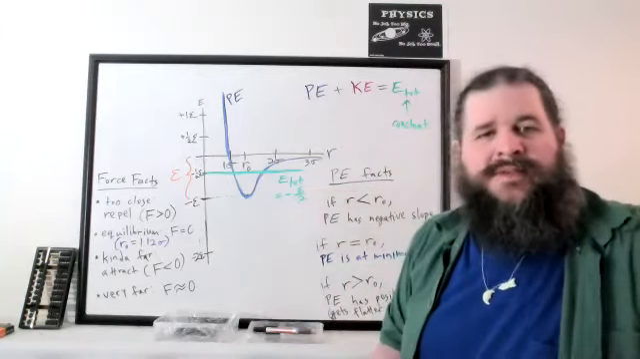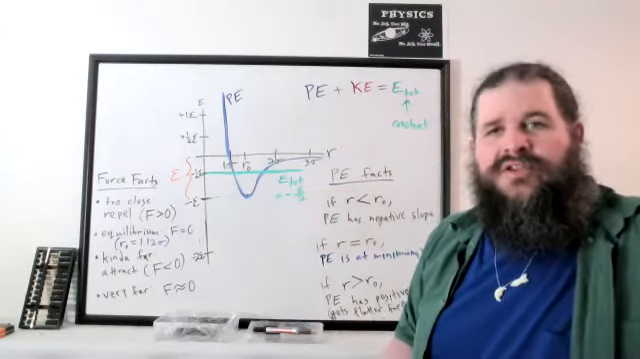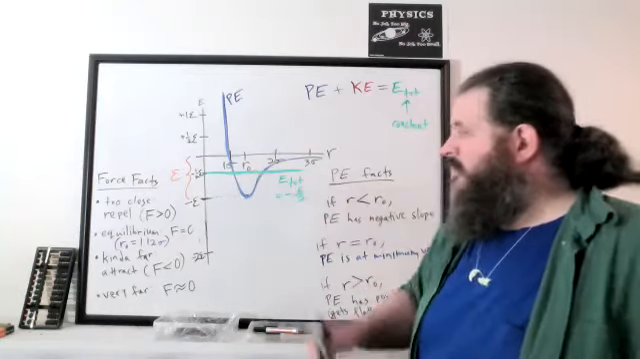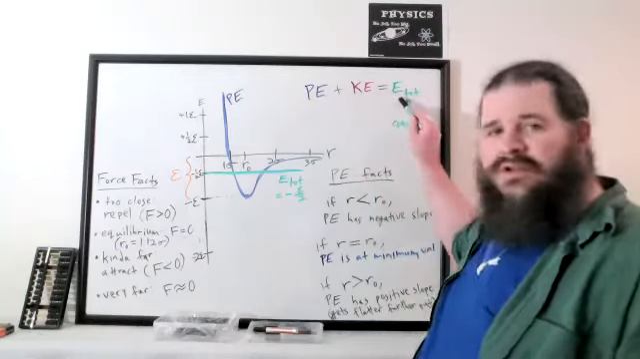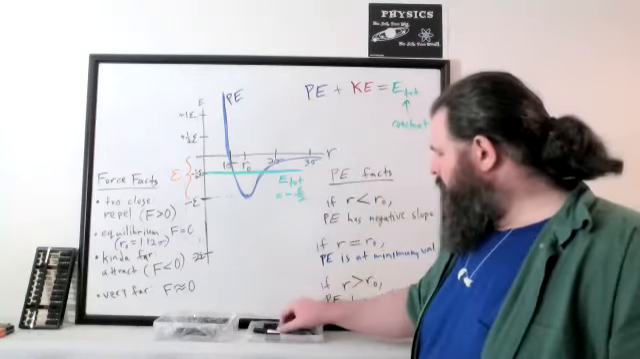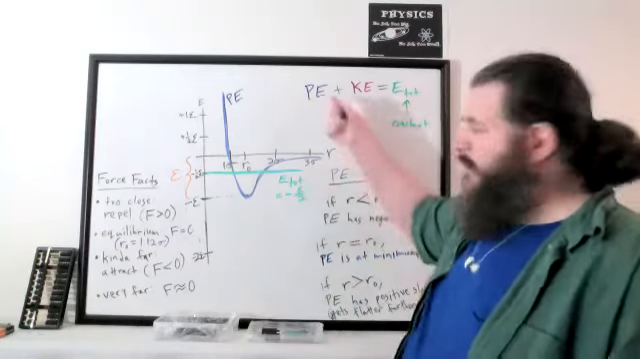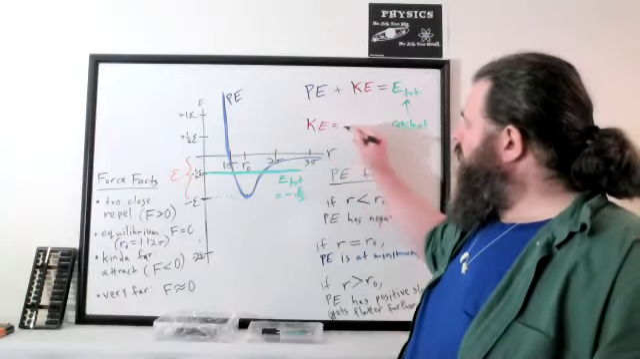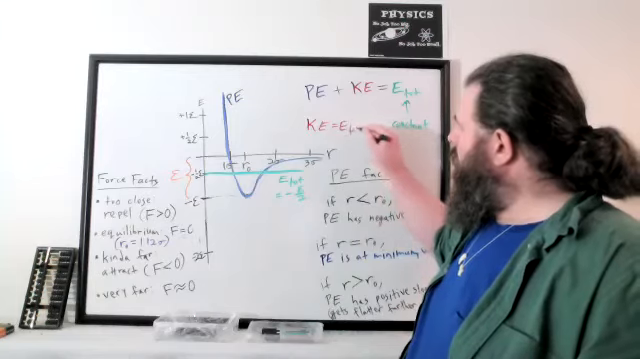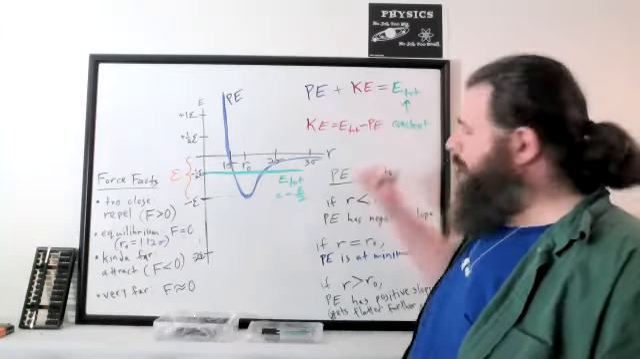We should expect that to be a constant because we're assuming this is a closed system, which means it's just a flat horizontal line. And if you know potential energy and E total, you can solve for kinetic energy. In fact, we could just subtract PE from both sides. Kinetic energy is going to be E total minus potential energy.